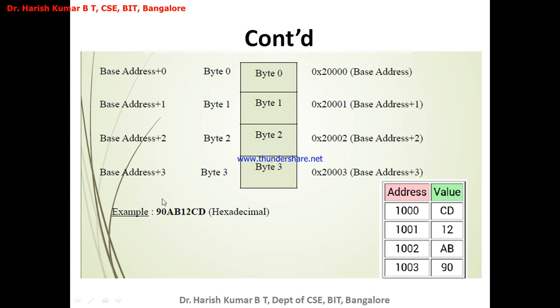Now I assume I have a hexadecimal value like this, a word, and it's stored like this. CD is the lower byte, which is stored at the lower address, and 90 is the higher byte, which is stored at the higher address. When I want to read this number, I have to read from here: 90AB12CD. Even when you executed programs, Intel uses little endian byte ordering. This is the order in which the data was stored. You have executed many programs and this is what you have observed: the lower order data stored at the lower address.